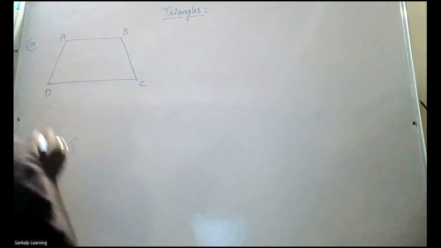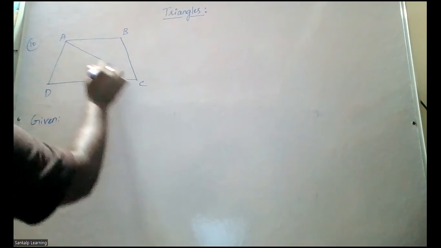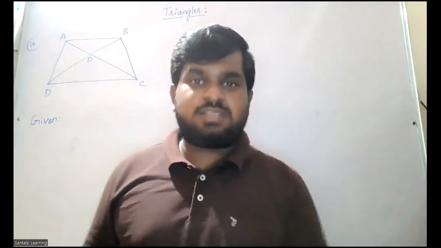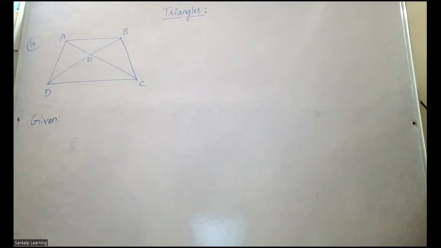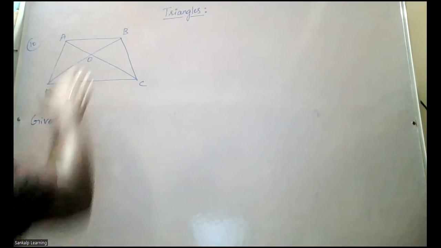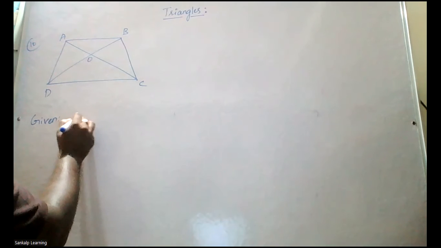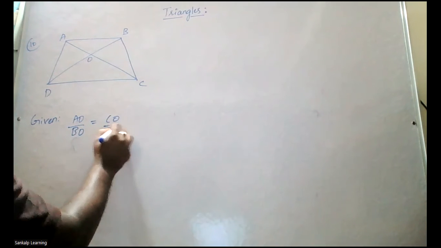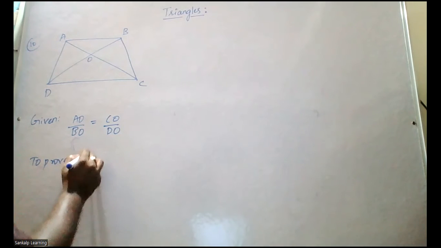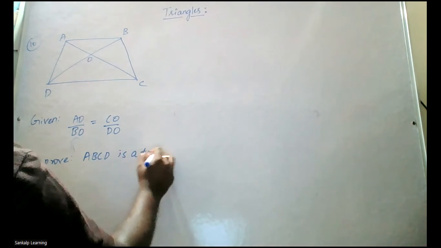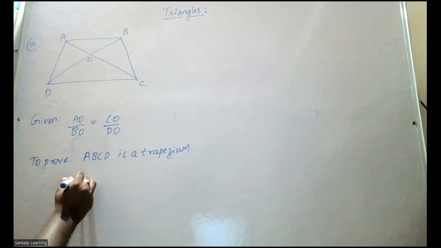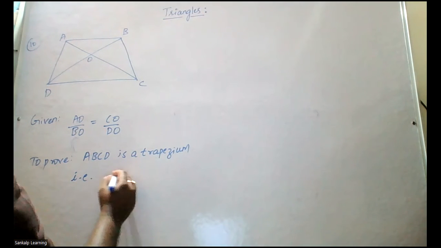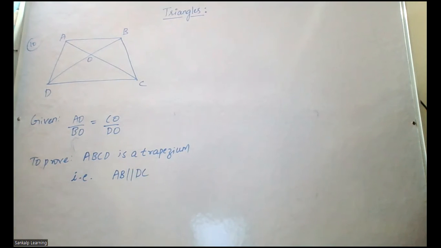So what is given? The diagonals of the quadrilateral. Remember, this is a quadrilateral. It is looking like a trapezium because we want to prove it is a trapezium, and that is the reason I've drawn it like that. But it is actually a quadrilateral now. Eventually, it's going to become a trapezium. The diagonals intersect at point O, and it is given that AO by BO is equal to CO by DO, and we have to prove that ABCD is a trapezium, that is, AB is parallel to DC.